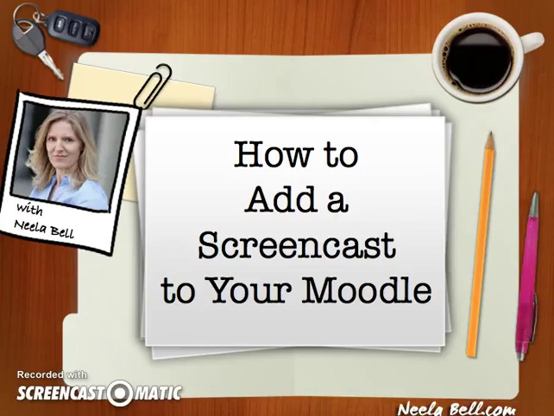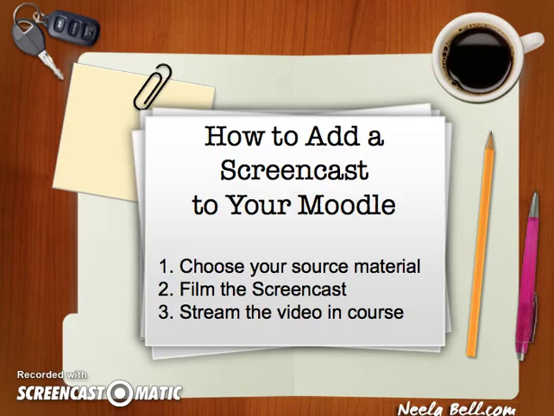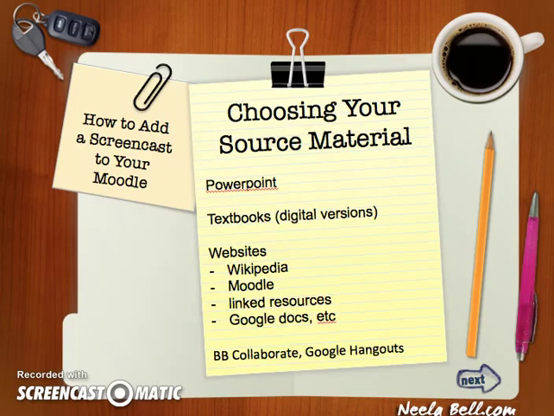The first thing that we have to do, of course, is get our source material, and we also have to then film the screencast, obviously. The final thing we're going to do is stream the video into our Moodle course. So those are the 3 steps today. I'm going to start with choosing our source material.